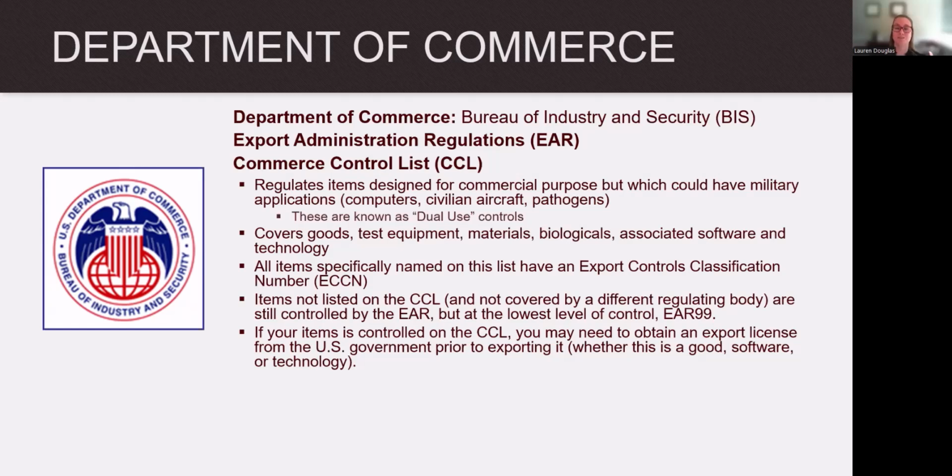All items specifically named on the list have something called an ECCN, an Export Controls Classification Number. If an item is not specifically listed on the CCL and not covered by something else like the ITAR, it's still going to be covered by the EAR, but at a low level of control called EAR 99. And if your item is controlled on the CCL, you may need to obtain an export license from the US government prior to exporting it, whether it is a good, software, or a technology.